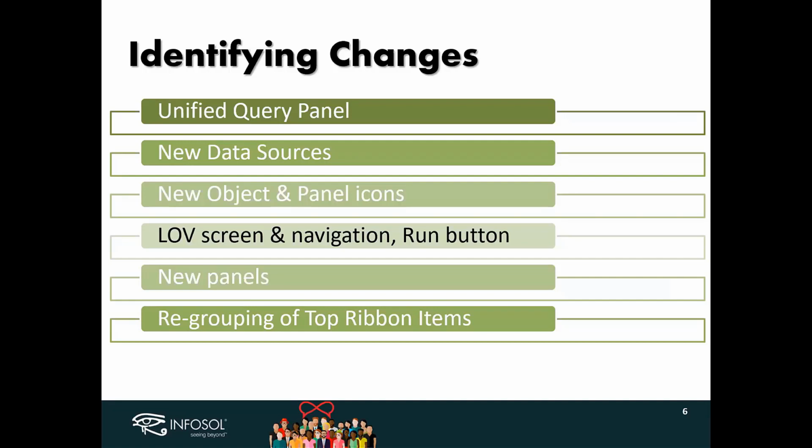There are some new data sources. The dimension and measure objects in the Universe, the icons have changed. The run button has moved, which for some reason took me a long time to get used to. So I want to point out that if you're looking for the run button and not finding it, it has moved. There are also some new panels. Once you're past the query panel, when you're in the canvas in the report manager area, there are new panels.